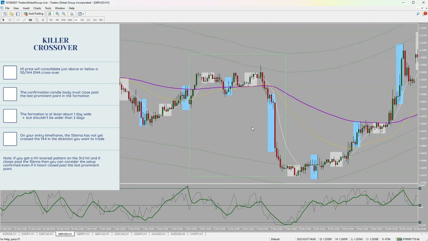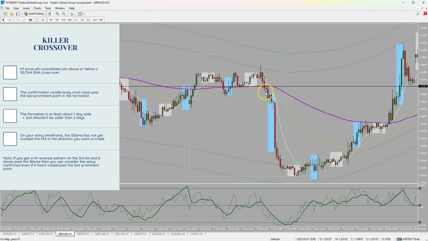If you get an H1 reversal pattern on the third hit and it closes past the 10 EMA, you can consider the setup confirmed, even if it hasn't closed past the last prominent point. So I'm going to skip the first few rules and just say, here's our last prominent point in the market on this particular formation. If we would have waited and done it the way that we normally do, then this candle right here on H1 is what we would have said is the confirmation candle.